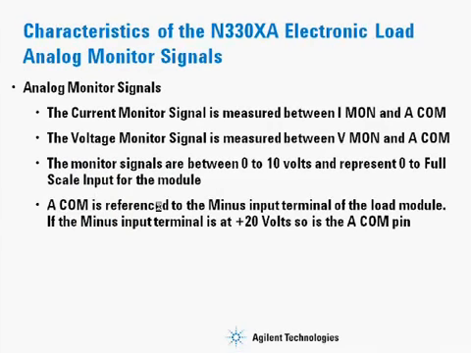For the analog monitor signals, the current monitor signal is measured between IMON and ACOM. The voltage monitor signal is measured between VMON and ACOM. The monitor signals are between 0 to 10 volts and represent 0 to full scale input.